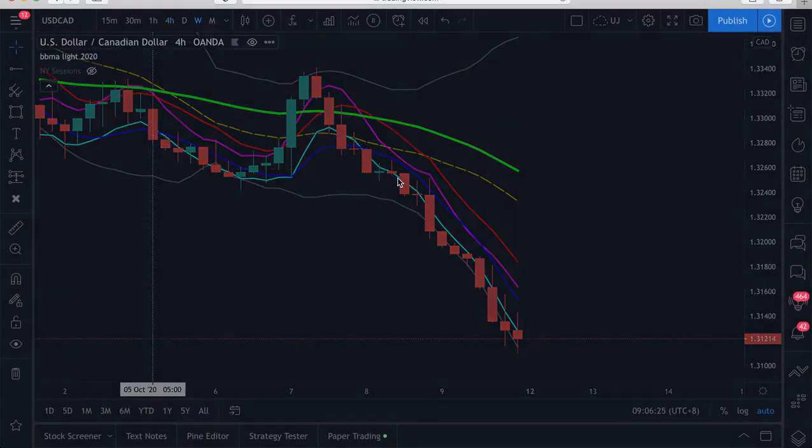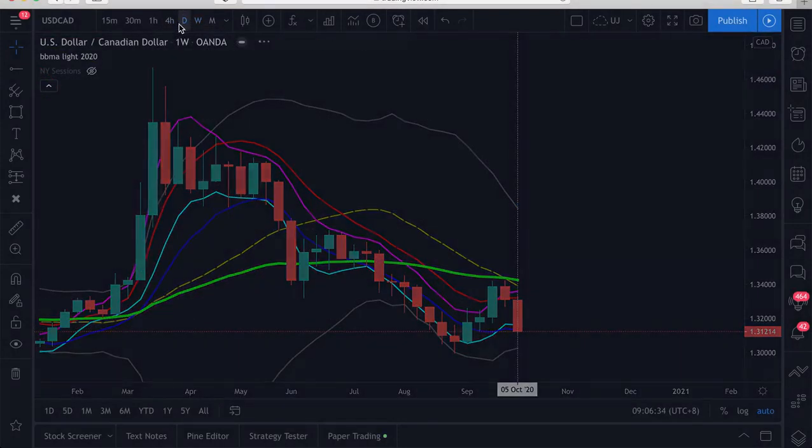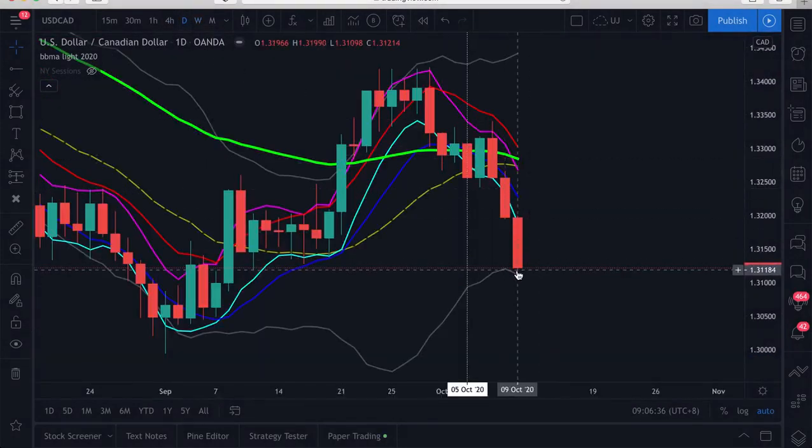For USDCAD, we start with the weekly time frame again. We can see price is currently at MA510 low, so this is our re-entry buy setup. On the daily time frame, the price did not close below the low BB, so this is a MHV buy.